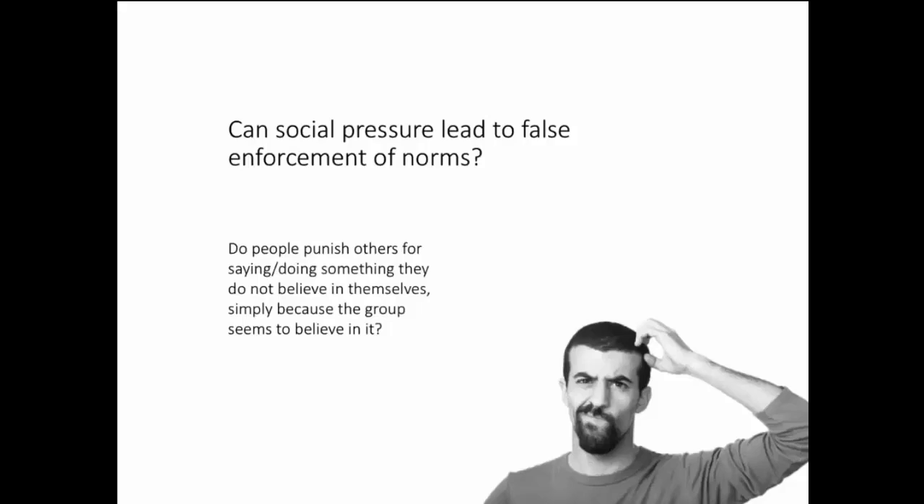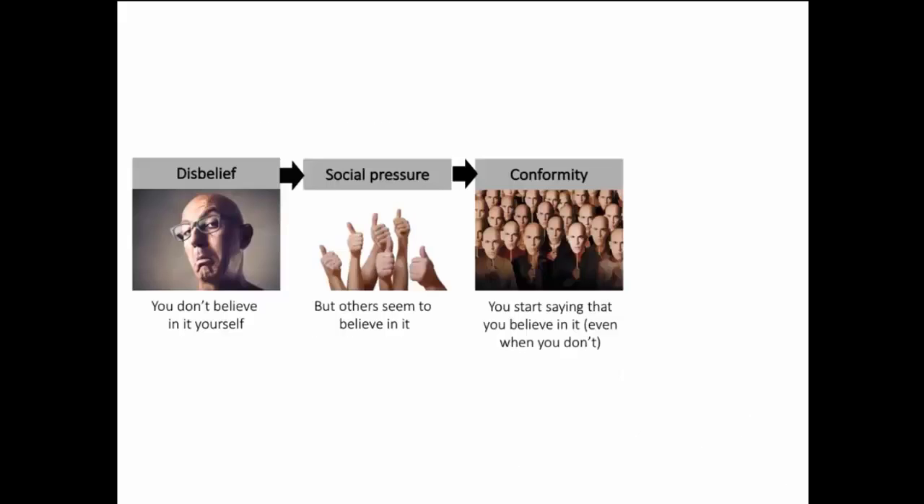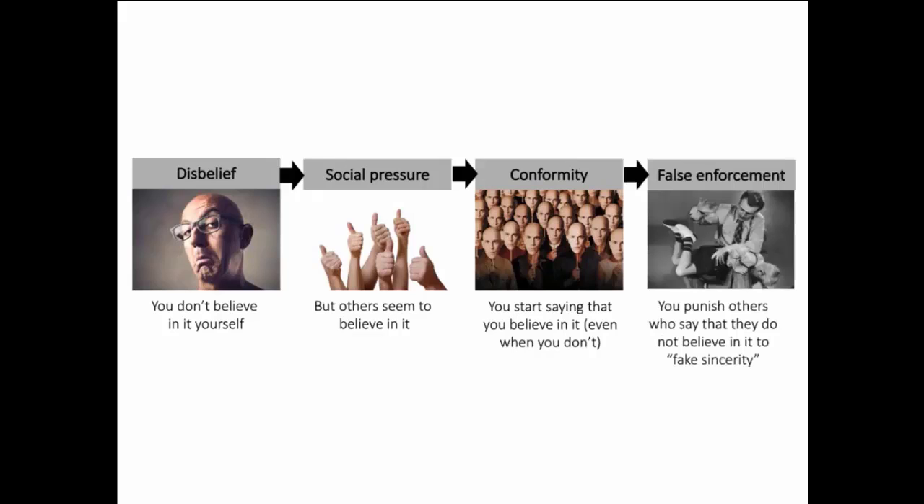Okay, so now the idea here is, can this social pressure not just lead to conformity, but can it also lead to the false enforcement of norms? Do people punish others for doing something they do not believe in themselves simply because the group seems to believe in it? So hopefully you get that it's not just that there's disbelief, you don't believe in something, and there's social pressure, which might lead to conformity, where you start saying what you don't really believe in. But on top of that, can this lead to false enforcement? Can this lead to the situation where you also punish others who say that they do not believe in it?